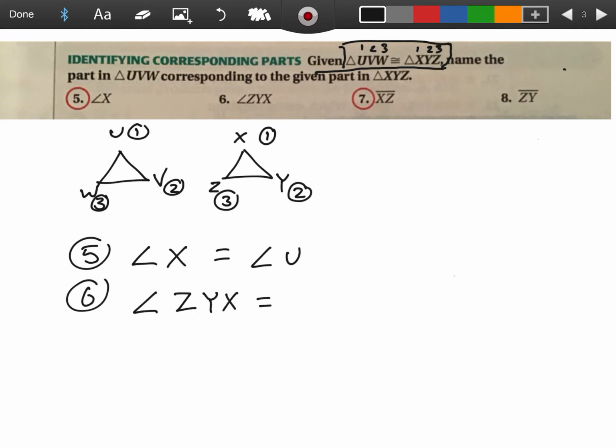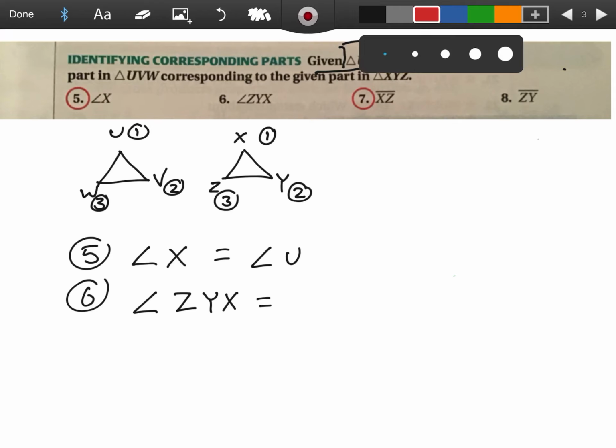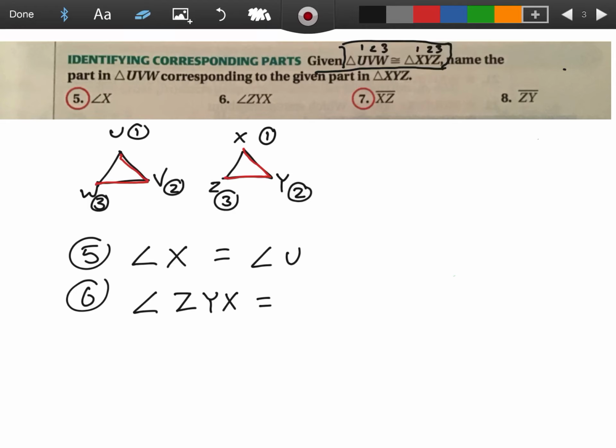Just think of it like connect the dots. I'll do it in red. Where's ZYX? It's right here. ZYX. Well, if I start at W, V, and go to U, then it looks like the exact same shape. So angle W, V, U.